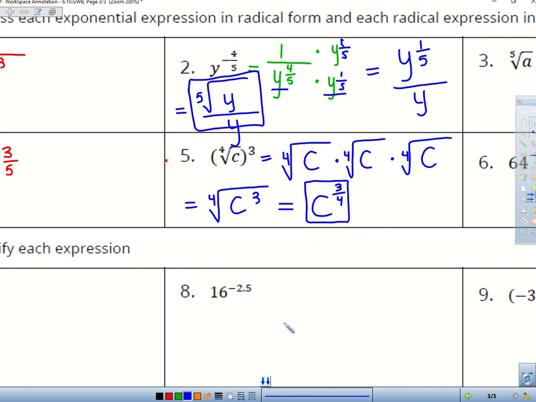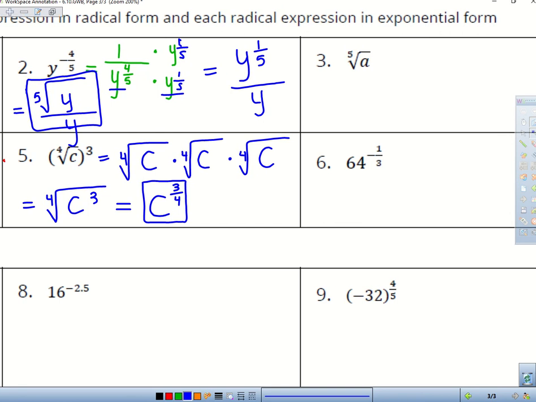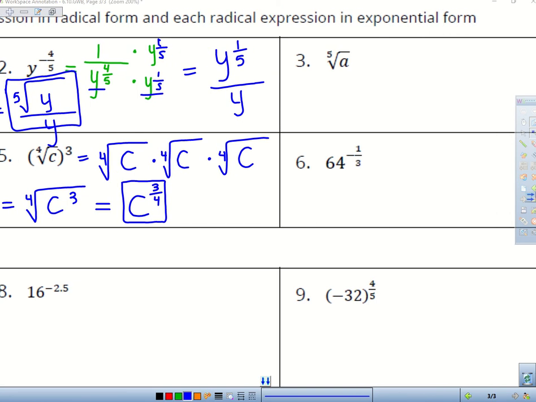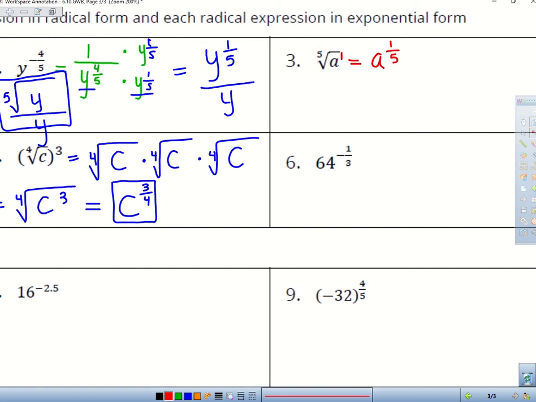Make sense? Okay. All right. What's the implied exponent on the a? 1. So this is going to be a to the power of 1 over 5. Good. Any questions on that one?